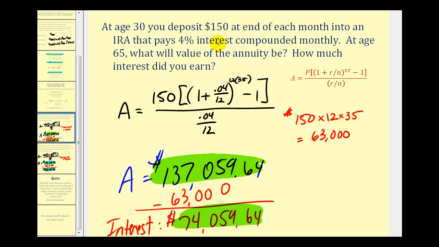So I guess that tells us that if it's possible, we should start saving for retirement as soon as we can. I hope you found this helpful. In part 2, we'll take a look at how we can determine these values very quickly on the TI-84 graphing calculator.